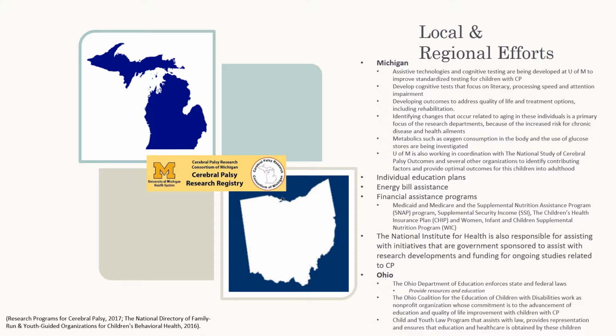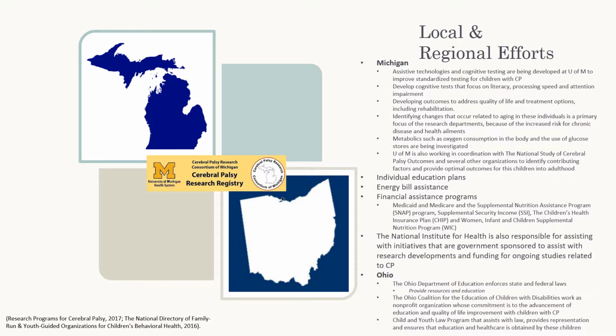The National Institutes of Health is also responsible for assisting with initiatives that are government sponsored to assist with research, development, and funding for ongoing studies related to cerebral palsy. So, when we look at Ohio, because I live right here on the border, so both states are very close to me. In Ohio, the Ohio Department of Education works with families to assist with ensuring the rights of children with cerebral palsy are protected, and they enforce state and federal laws heavily here. They also provide resources and education to those impacted families and guide them to the proper sources that they may need to help them.